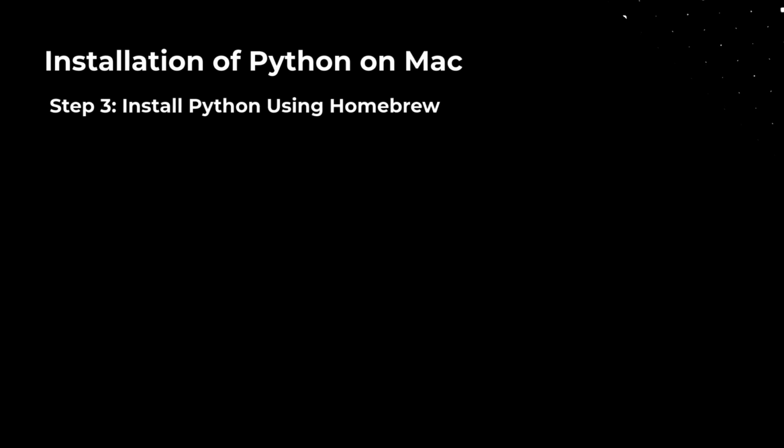Step 3. Install Python using Homebrew. Once Homebrew is installed, use it to install Python 3. brew install python. This will install the latest version of Python 3 along with PIP.